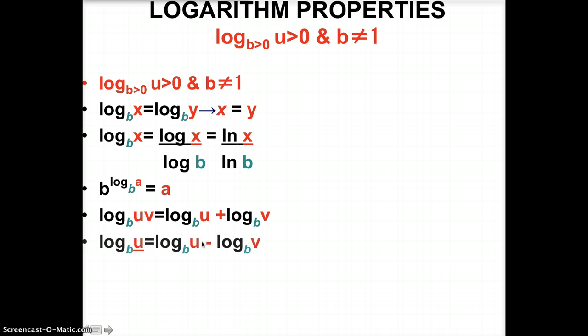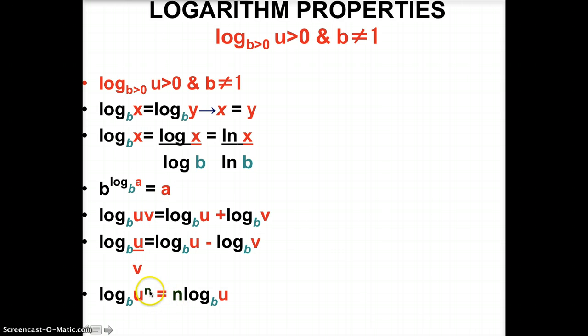The division rule, similar to the logarithm rule, except it's a subtraction. So I have log base b of this fraction, u over v. I expand that, or write it, as two separate logs: log base b of u minus log base b of v.